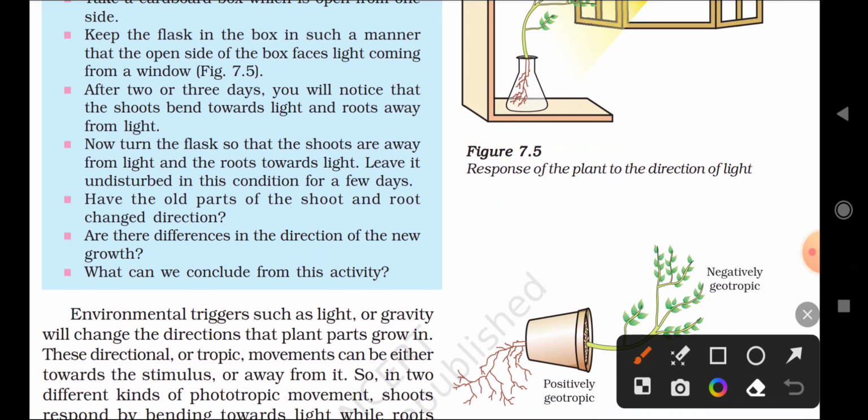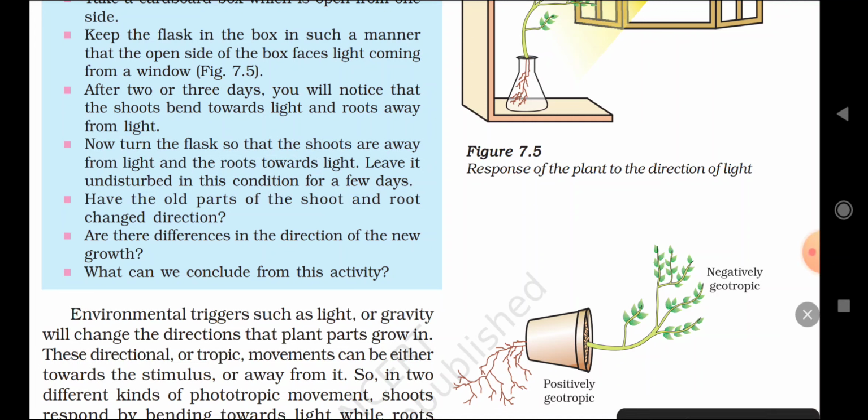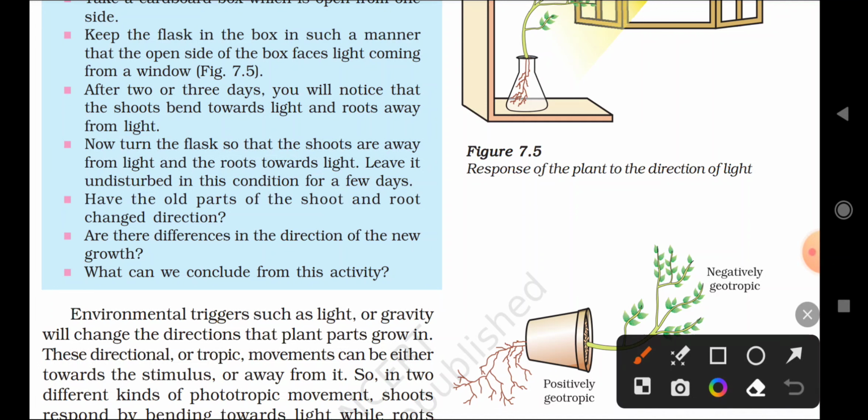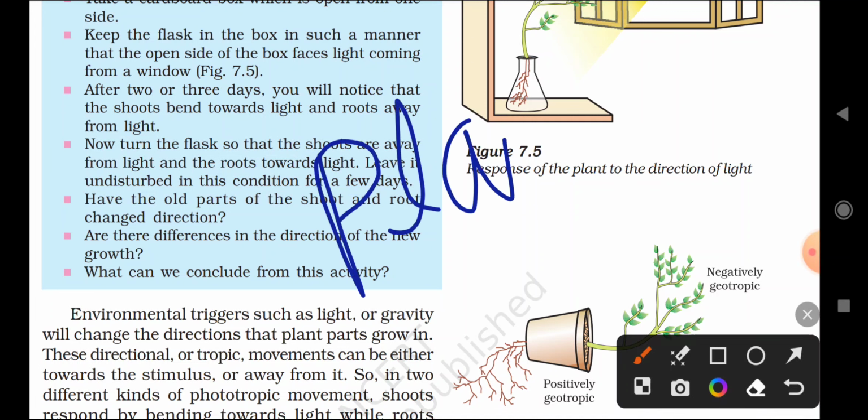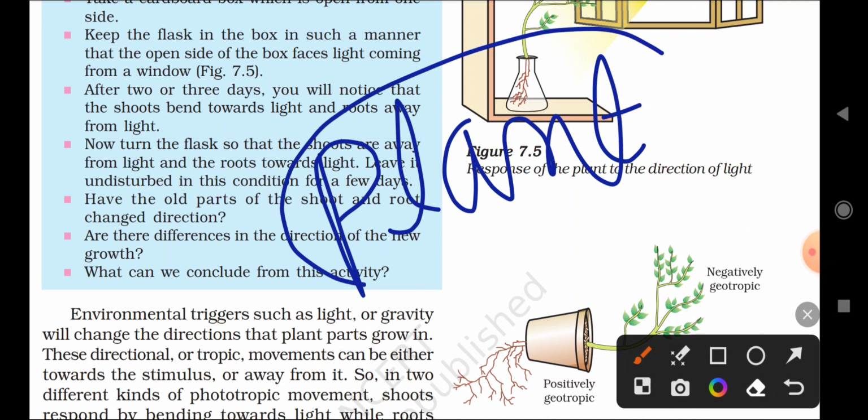Now, next, leave it undisturbed for a few days. Have the old parts of the shoot and root changed direction? Is there a difference in the direction of growth? What can we conclude from this activity? From this activity we can conclude that plants always grow in a particular direction.